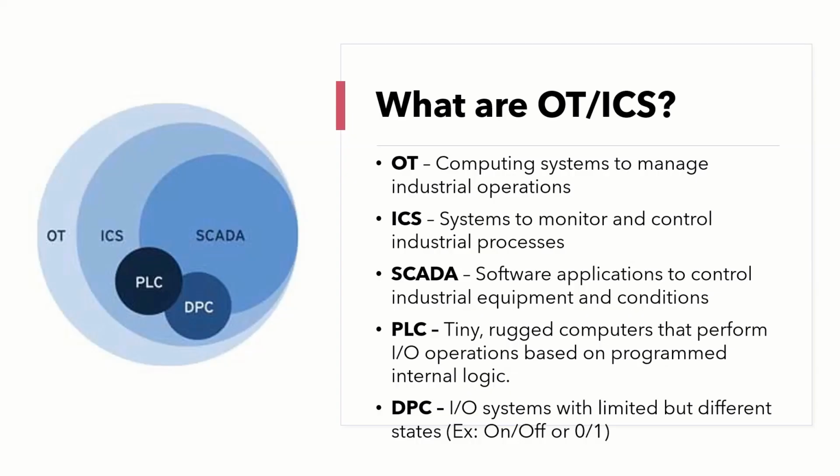So what do OT or ICS mean? OT stands for Operational Technology, and they are computing systems that are used to manage industrial operations. On the other side, ICS are systems that are used to monitor and control industrial processes.